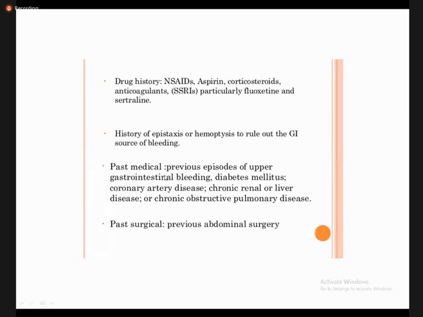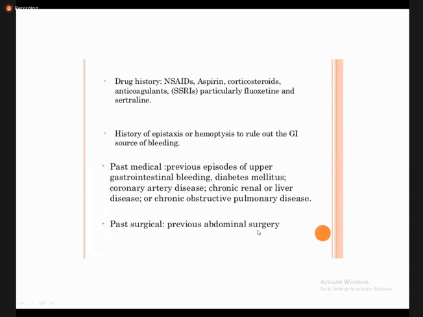Then past medical history is again very important. Previous episodes: does the patient have similar episodes in the past? Is the patient diabetic, or any history of a chronic disease like coronary artery disease, because aortoenteric fistulas are more common in these patients, or renal or liver diseases, and pulmonary diseases.